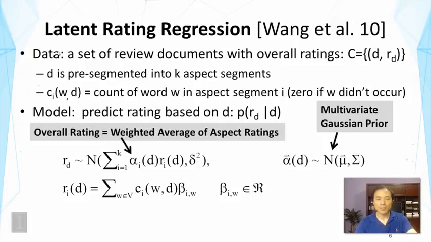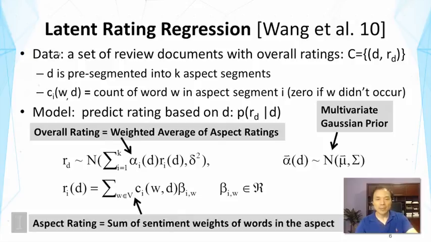Now, this means when we generate our overall rating, we're going to first draw a set of alpha values from this multivariate Gaussian prior distribution. And once we get these alpha values, we're going to use then the weighted average of aspect ratings as the mean here to use the normal distribution to generate the overall rating.